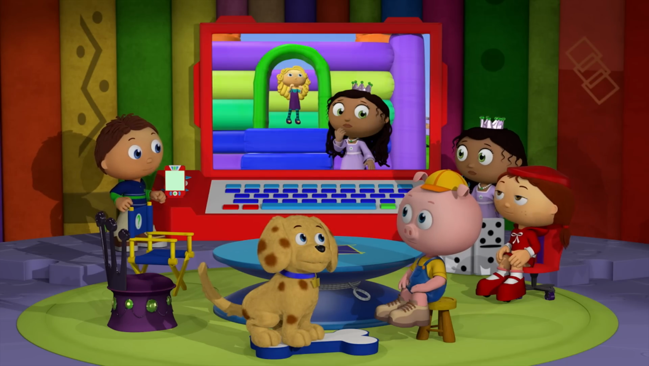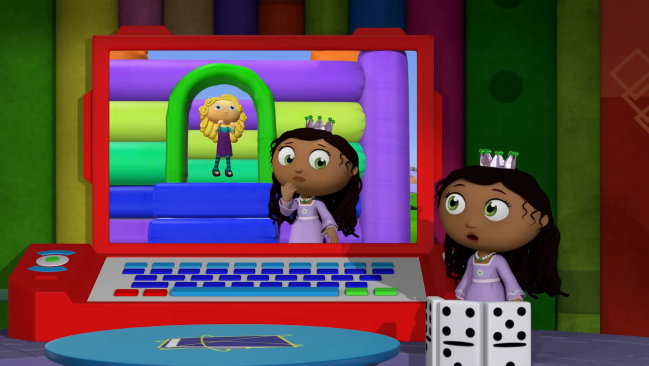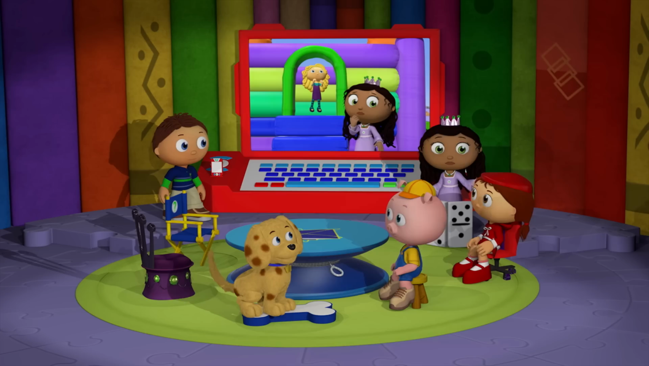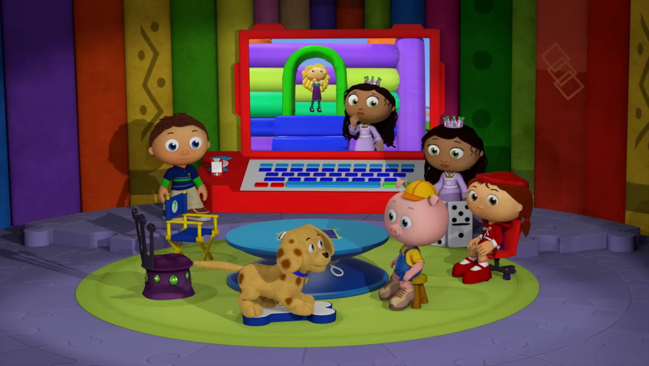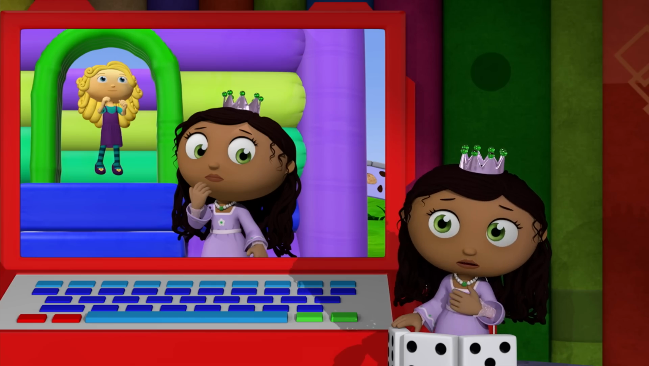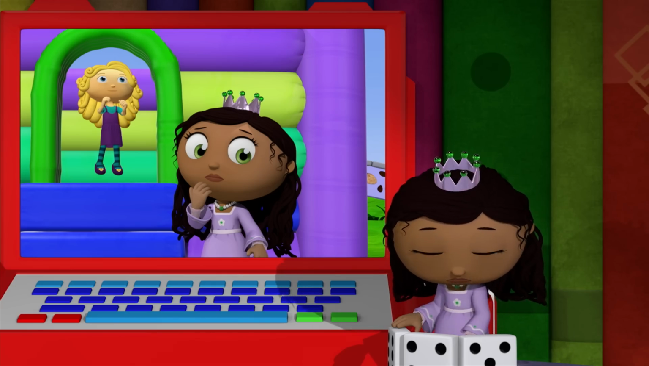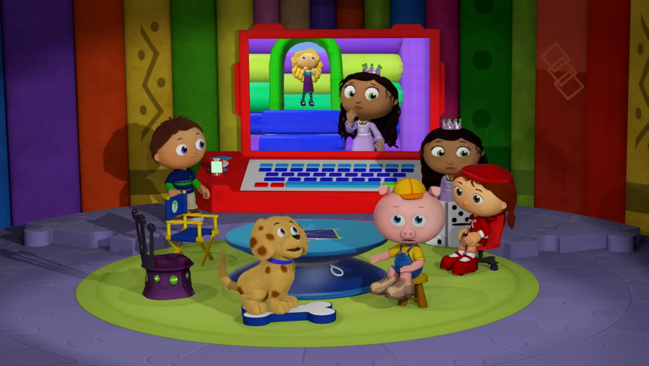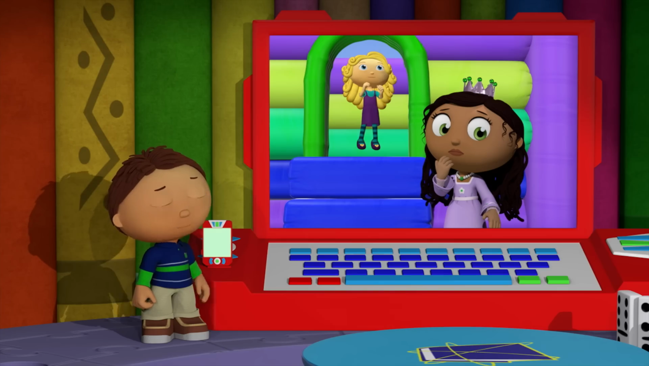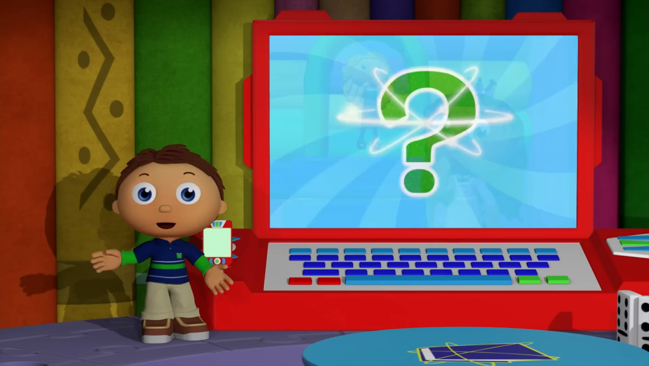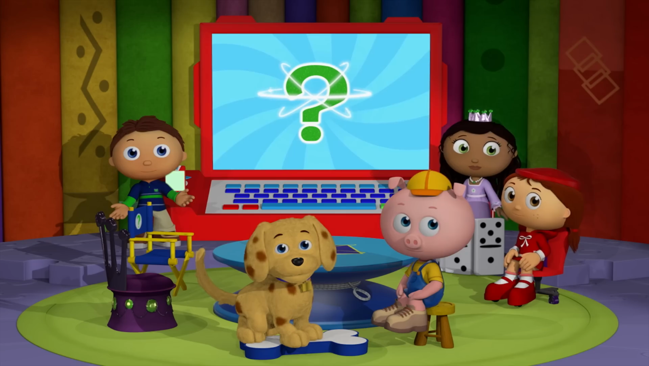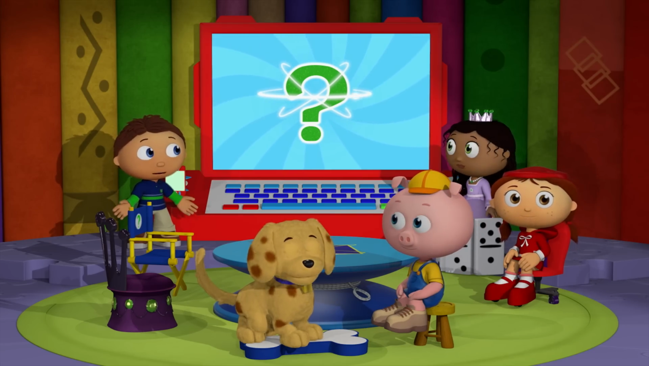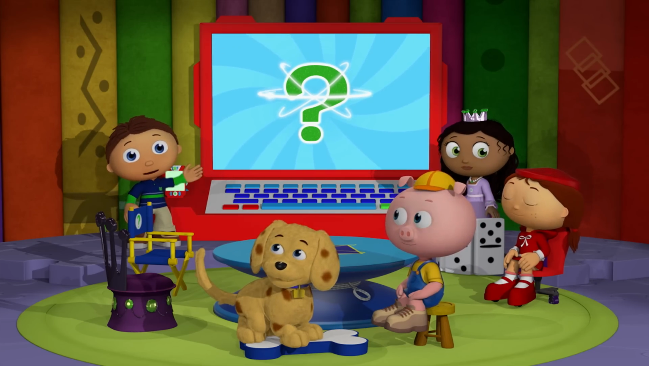Okay, Princess P, state your problem. I want to jump in the bouncy castle. It looks like so much fun. It does look fun. Woof, woof, woof. But I've never been in a bouncy castle before, and I'm scared. What should I do? Aw, been there. Good question, Princess P. And when we have a question, we look in a book. I know. We can look in an e-book. That's a book on the computer.